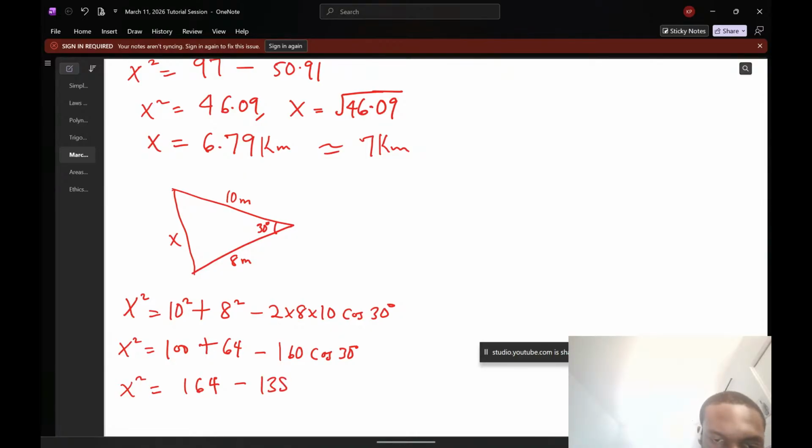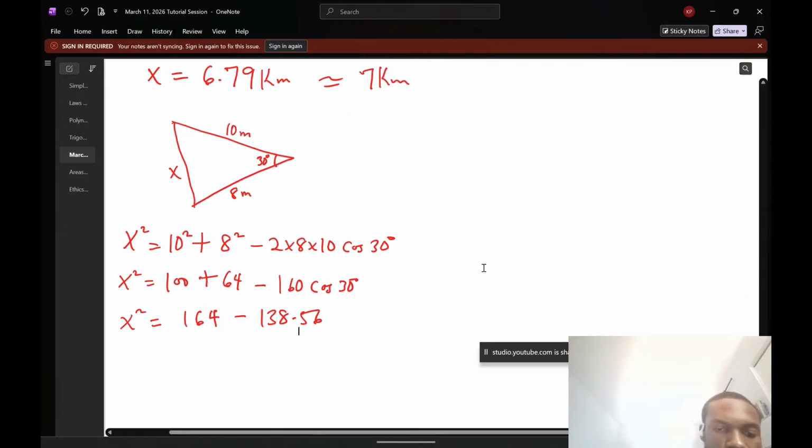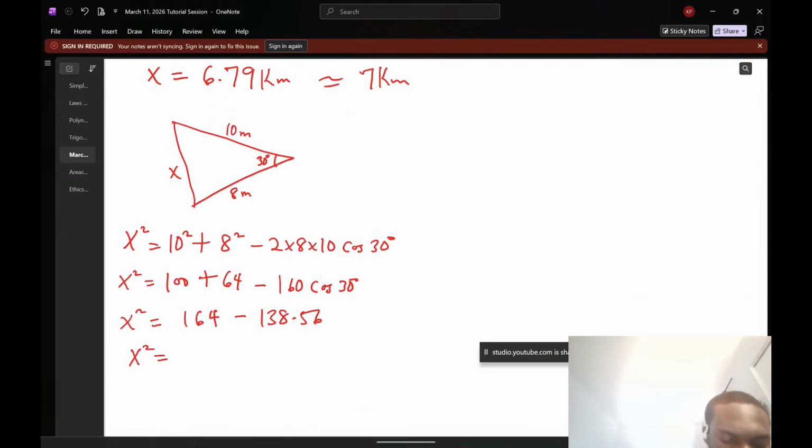So that's 138.56. So we have 164 minus 138.56, which is equal to 25.44. So X is equal to the square root of 25.44. So X is equal to 5 point something. So that's 5.04.